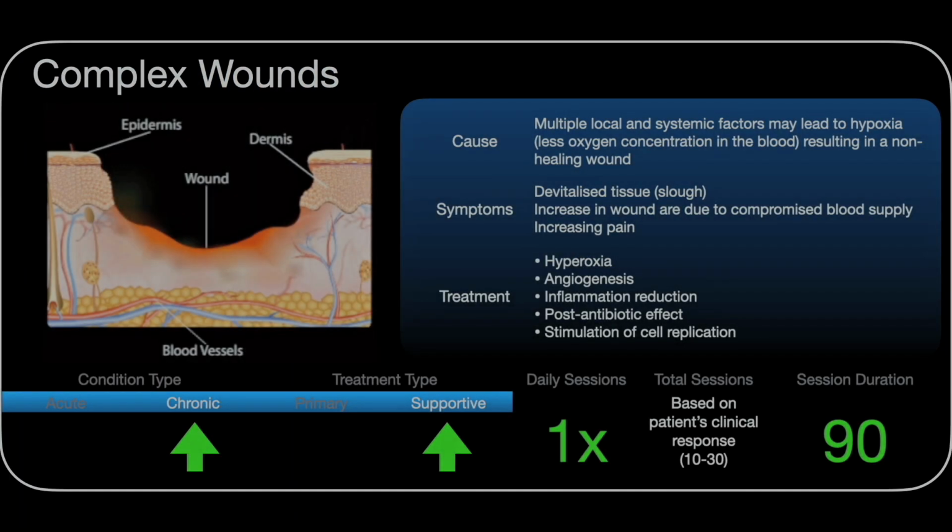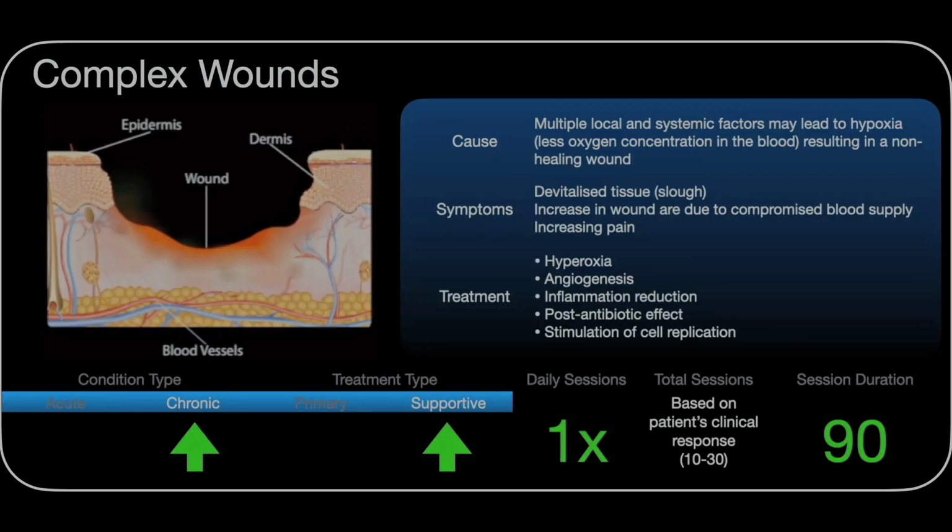Complex wounds are considered a chronic condition. The use of hyperbaric oxygen therapy is considered an advanced wound care modality and a supportive treatment modality. The cause of complex wounds would include multiple local and systemic factors that may lead to hypoxia, and this could result in a non-healing wound. The symptoms would include devitalized tissue and compromised blood supply with increased pain.